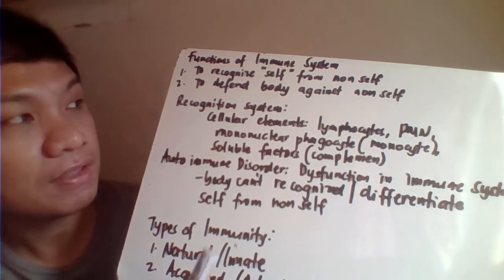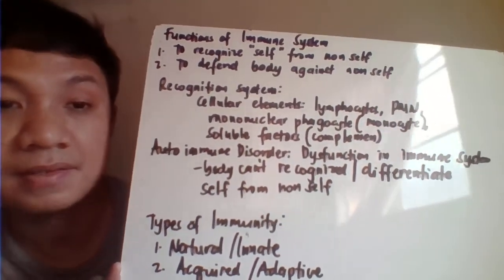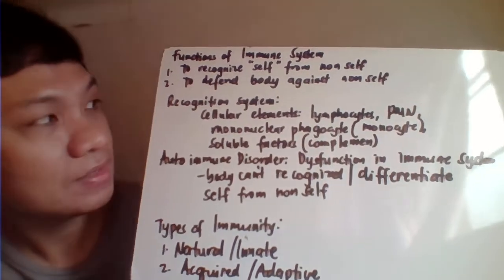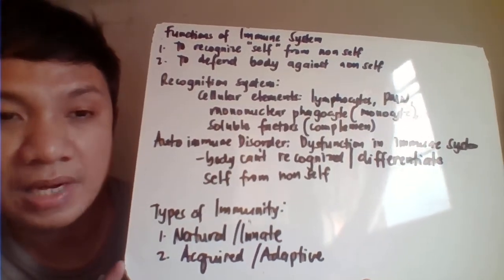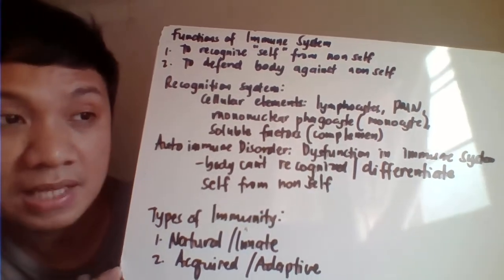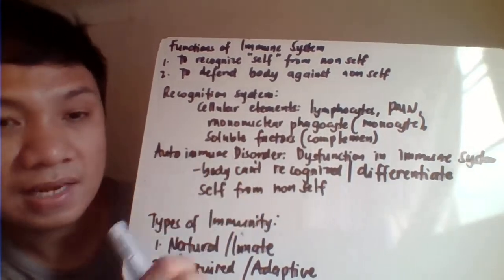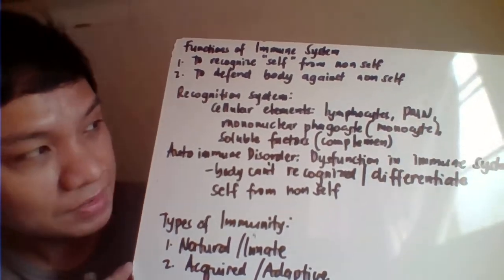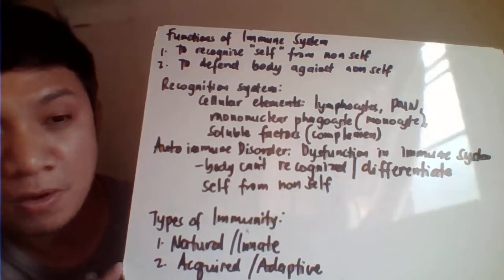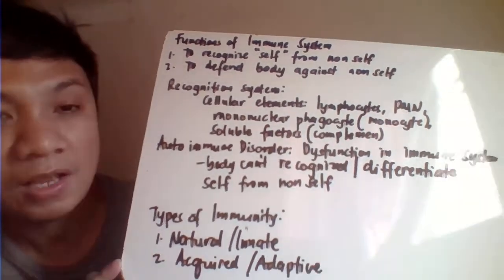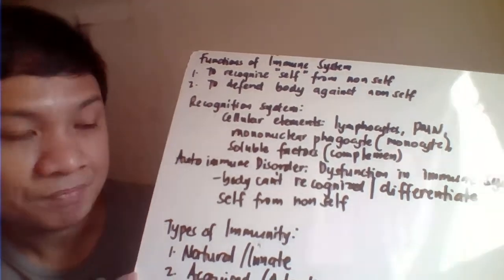Okay, and of course, here to defend our body against your non-self or a foreign antigen or the foreign substance that enters your body. Generally, what determines eventually between self and non-self would be the cells of our immune system, including here the cellular components like our phagocytes. We have also here your mononuclear phagocytic system like your monocytes and macrophages. And we have also here your soluble factors like our complement.